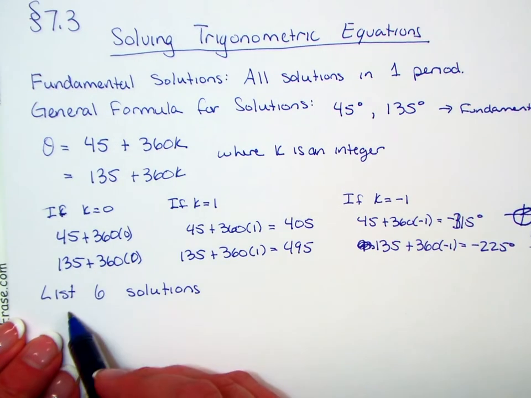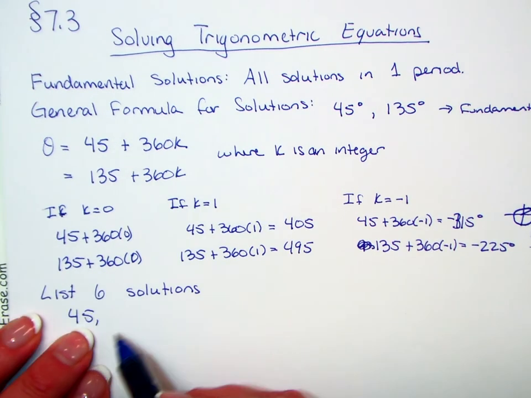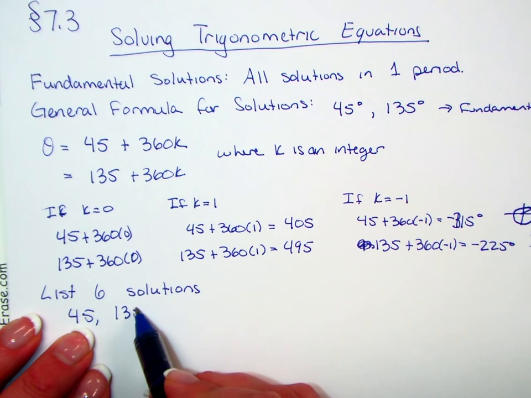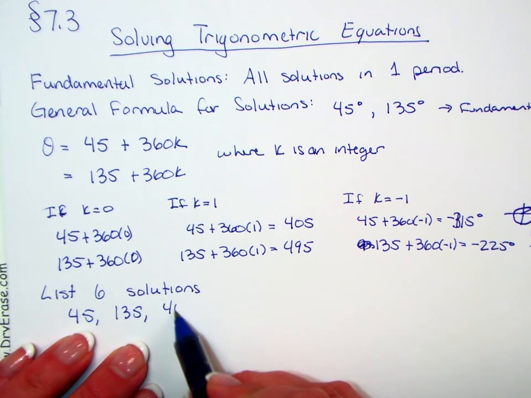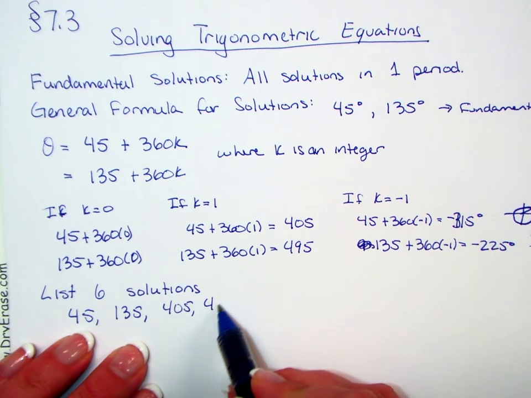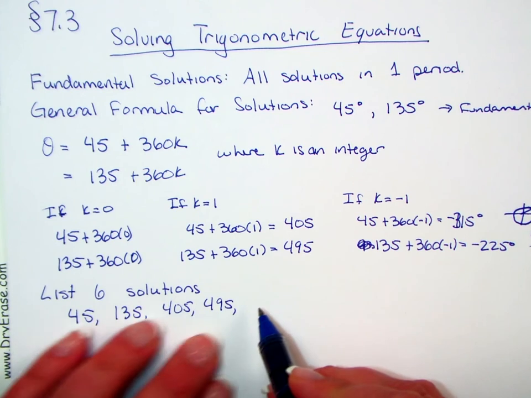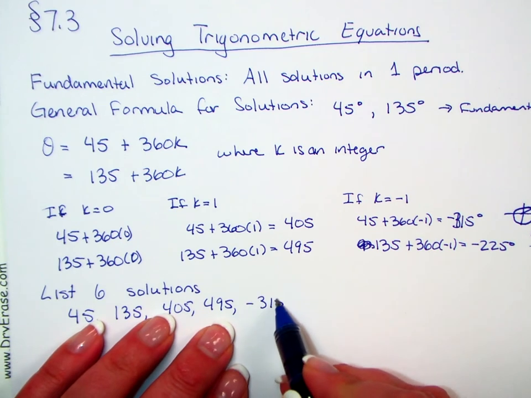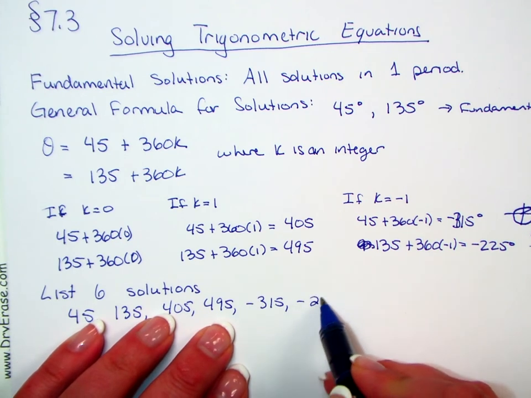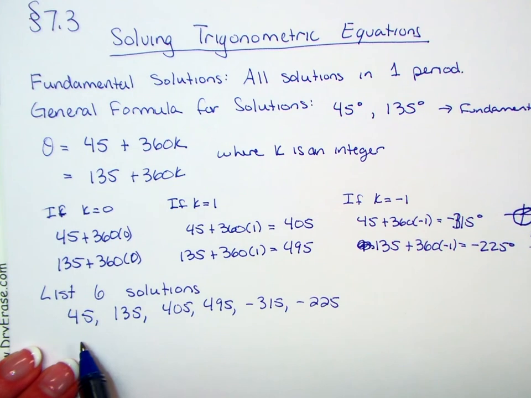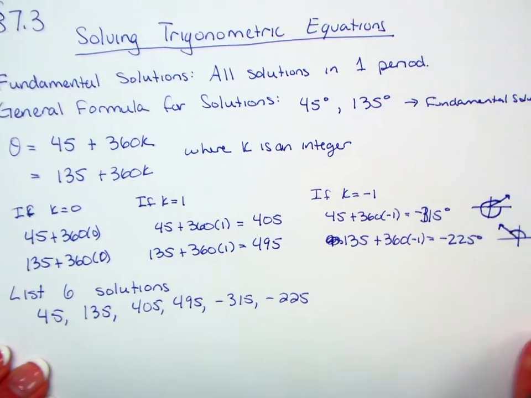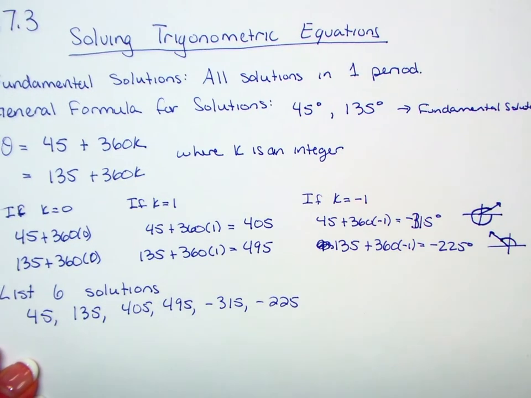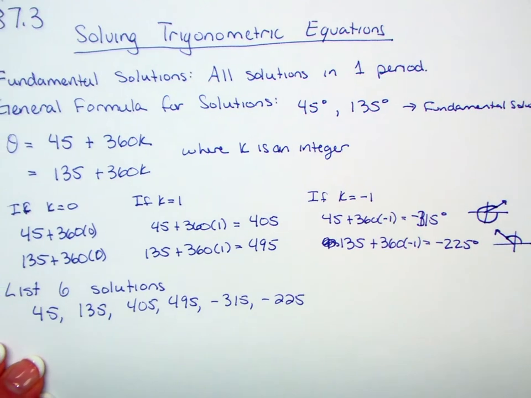So I'm going to list 45 and 135. I'm going to list 405 and 495. And then I'm going to list negative 315 and negative 225. Okay, all of these angle measures are solutions, okay, for this particular example.